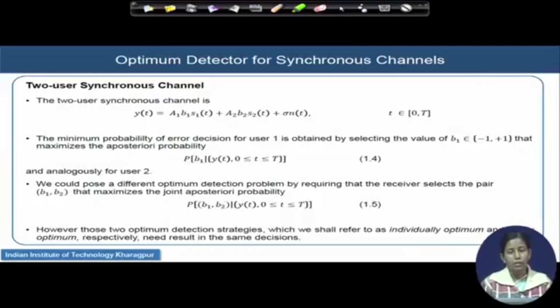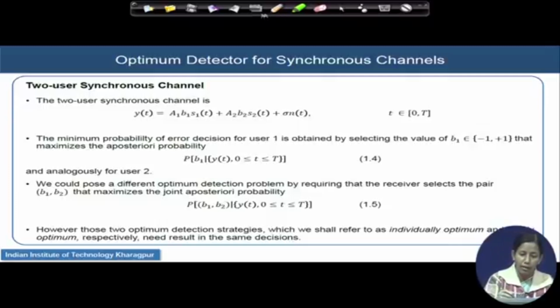Now, we will slowly enter into the design of the optimal detector, or understand the optimal detector performance and its architecture. We will take an example of a two-user synchronous channel. So, in the channel we have only two users, and the transmission is synchronous. They are time synchronized, and so the output of the channel, equivalently the input of the receiver, should be given like this.